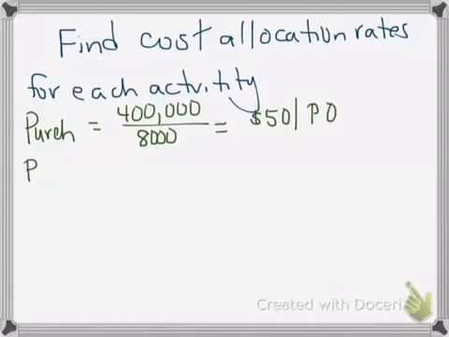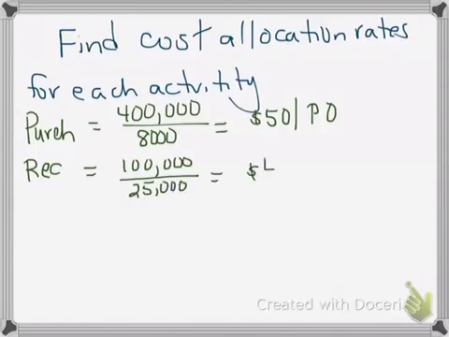For the receiving department, or receiving activity, we are expecting $100,000 in overhead cost, and the allocation base is number of shipments received. We are expecting 25,000 shipments to be received this year, and so that is going to be a cost of $4 per shipment received.